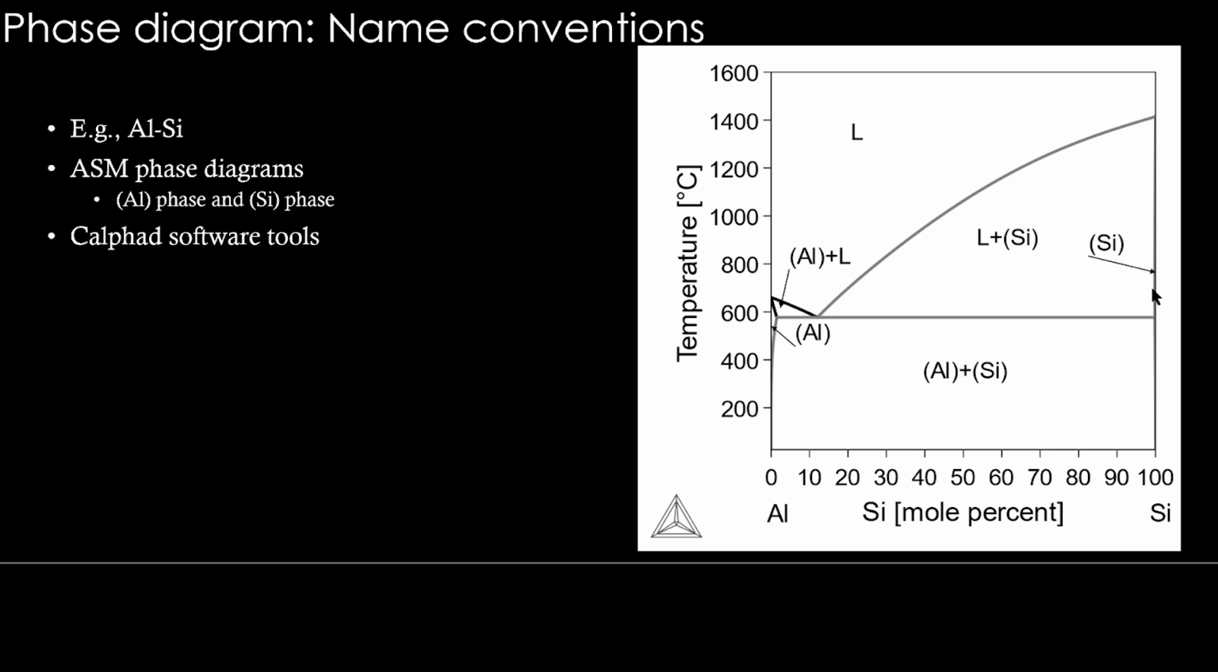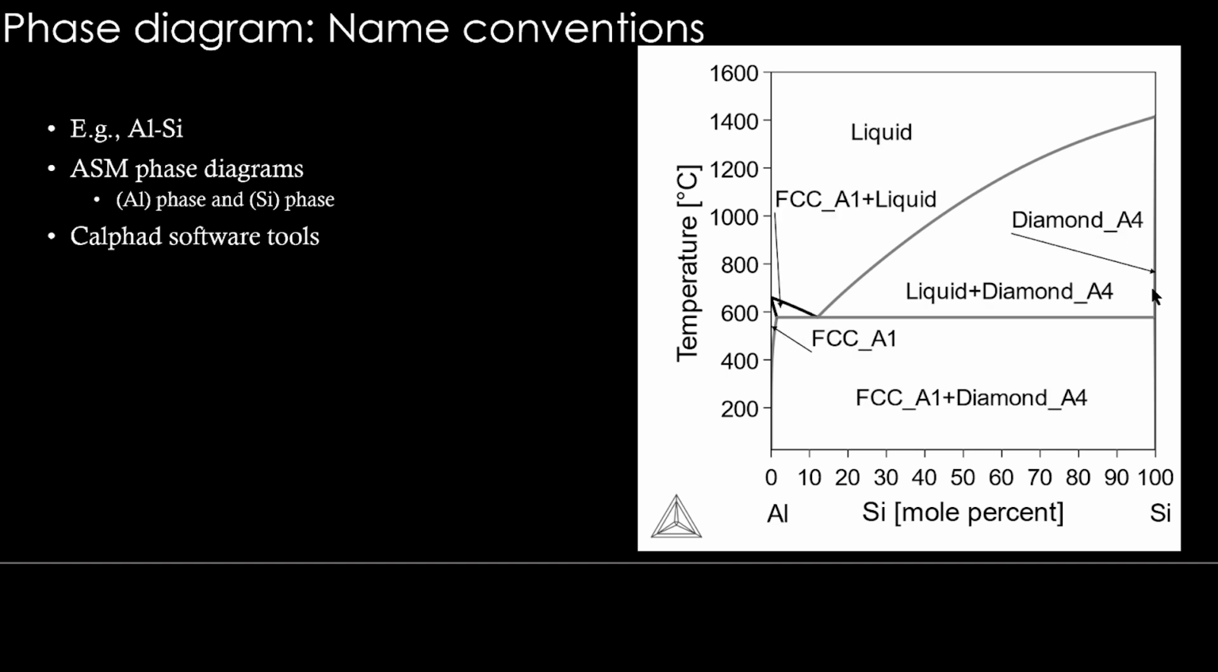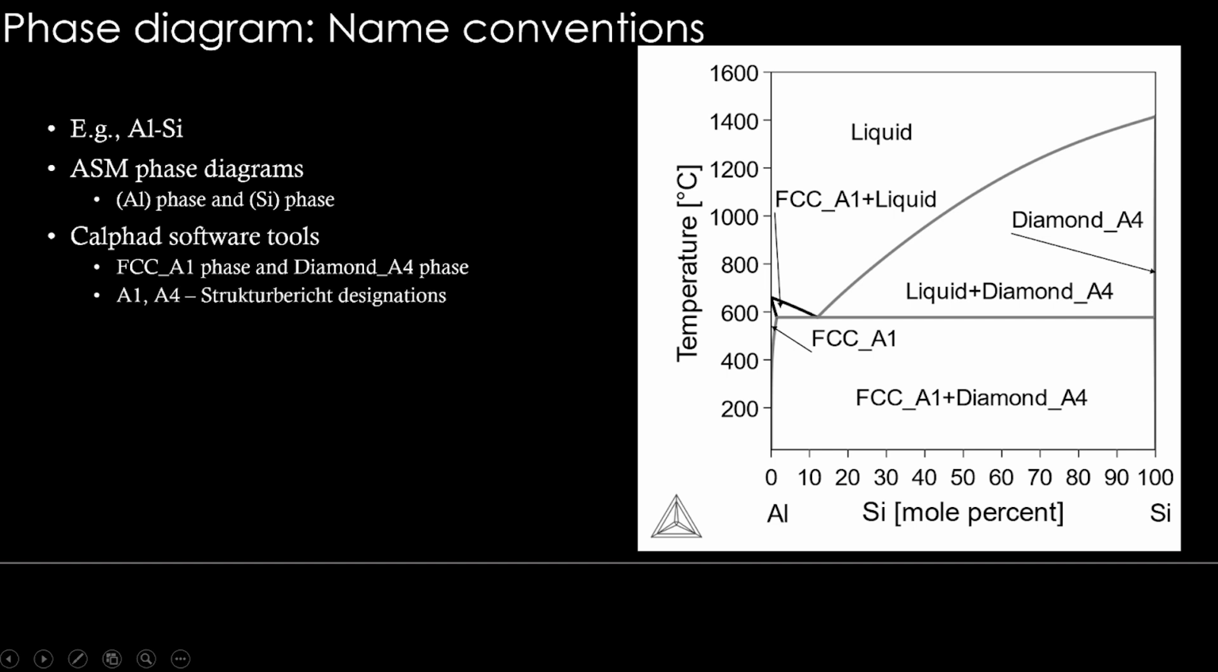And in CALPHAD software tools, it will be different. It's going to be like this. You see, the beta phase or the silicon rich solid solution is now called diamond A4. That is the crystal structure of silicon. So that is used as the name for the phase itself. And here the aluminum rich solution is called FCC-A1. So FCC A1 phase and diamond A4 phase, these are the names. This A1 and A4 are called Strukturbericht designations. This is also given for crystal structures. So that is used in the names.